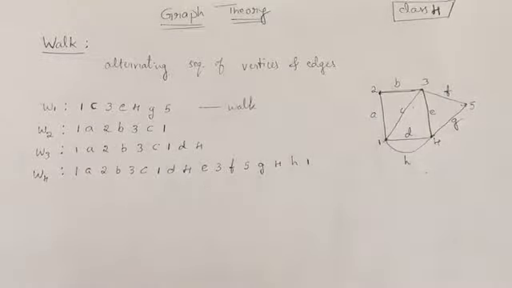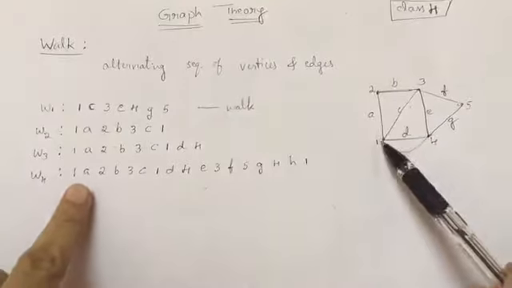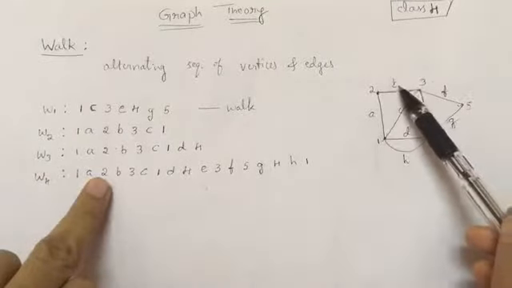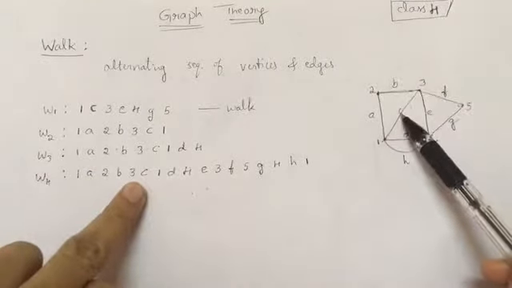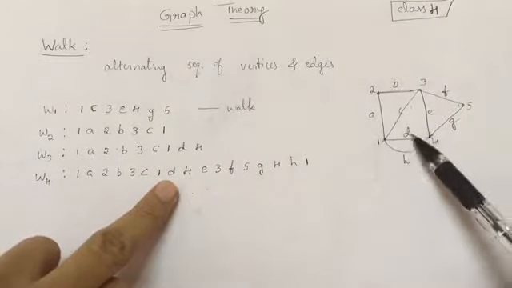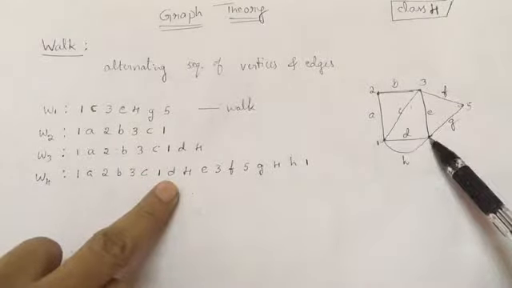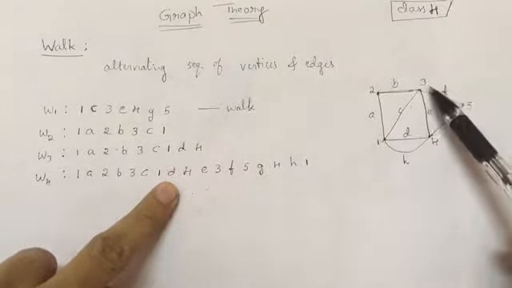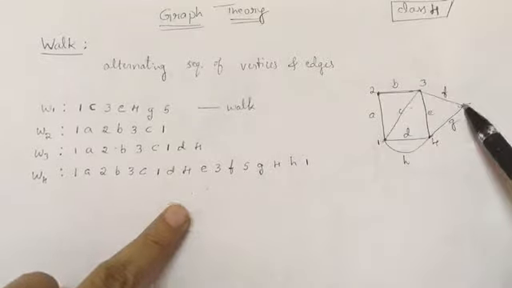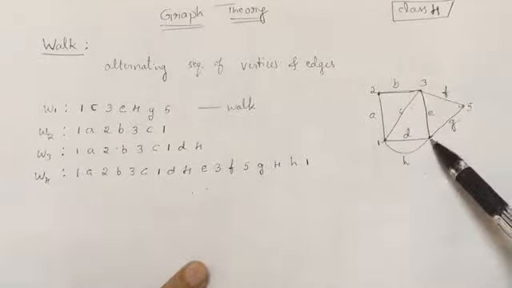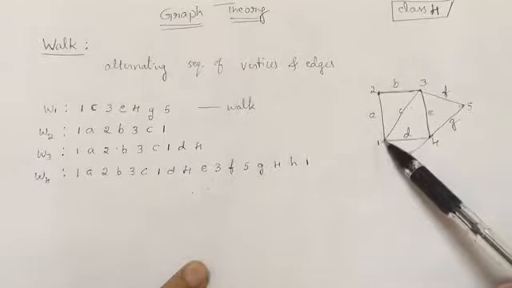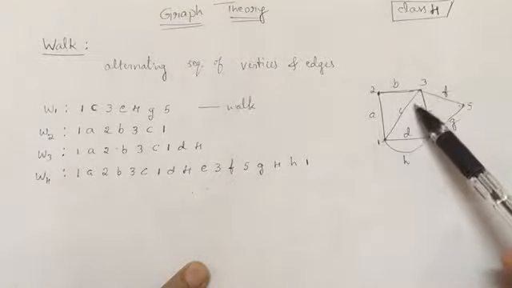Okay, this is one more. I'm starting with 1, A, 2, B, 3, C, 1, D, 4. Then I'll take up E, 3, F, 5, G, 4, H, 1. I'm taking it like this.